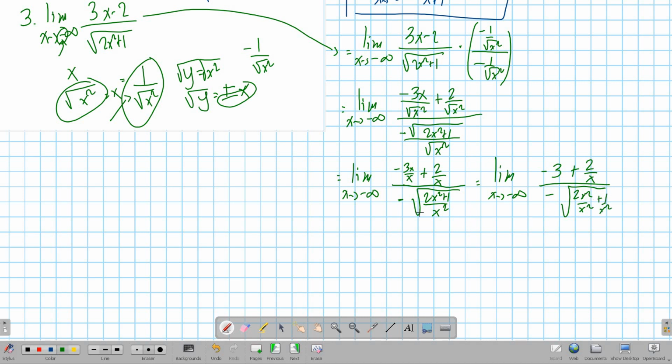So from here, let's fix first again our denominator. We have the limit as x approaches negative infinity of negative 3 plus 2 over x, all over negative the square root of 2 plus 1 over x squared. So, alright, before we continue at this point, I would just like to clarify something. As I was looking at the solution, it seems I made a mistake somewhere.